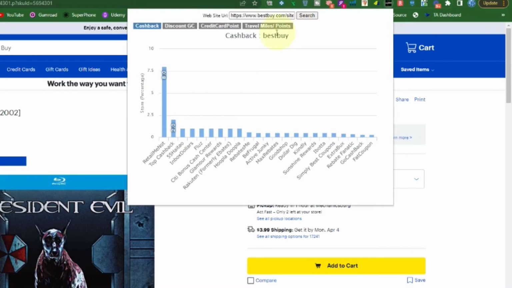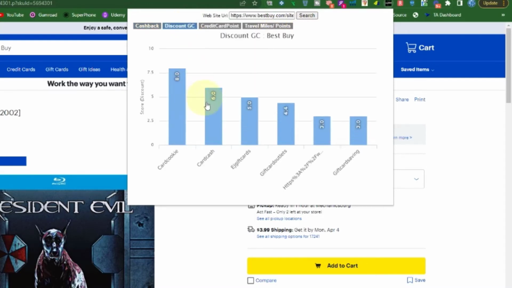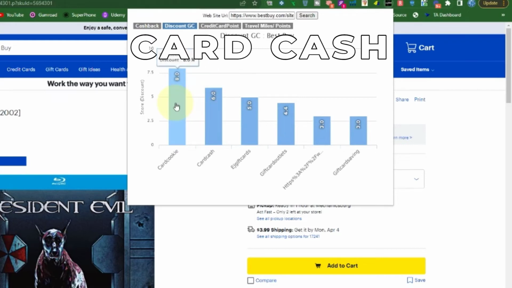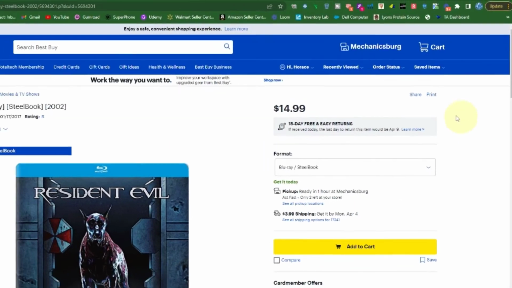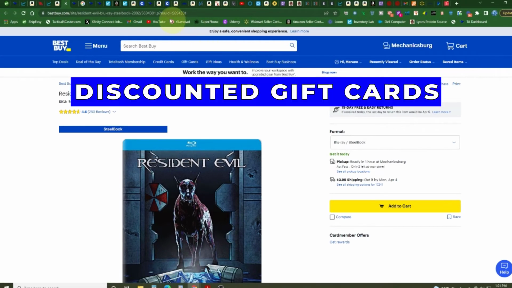In addition to that 8%, I can look at discounted gift cards. I prefer Card Cash. Card Cookie seems like it's 2% better, but half the time they don't work. I just don't have good results trying to get those digital gift cards that you can use right away. I like Card Cash. So you're already talking 14% that I'm saving between discounted gift cards and cash back.